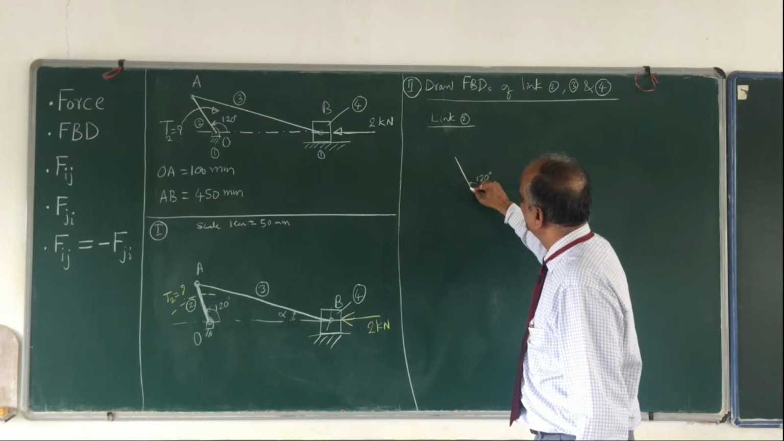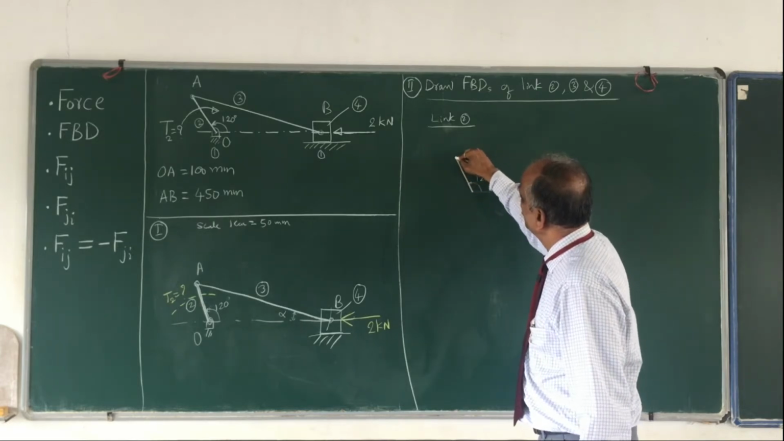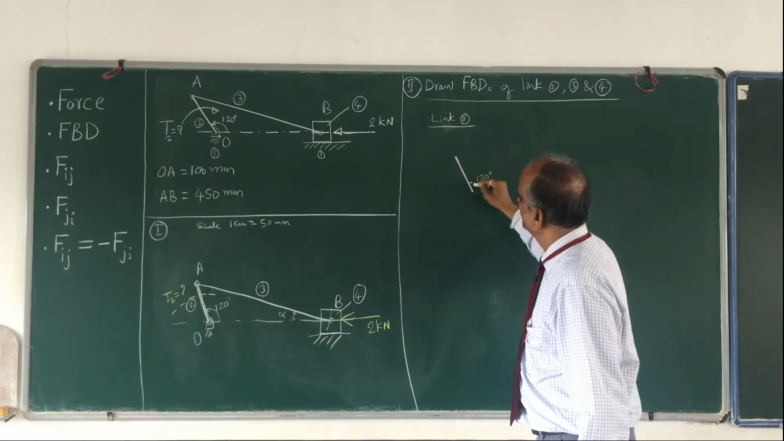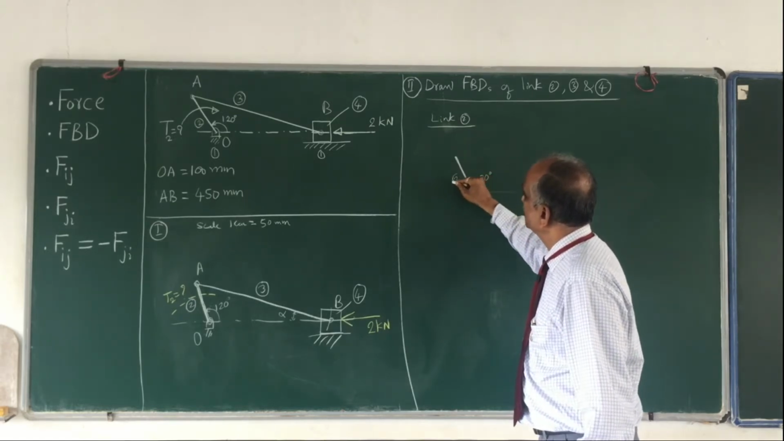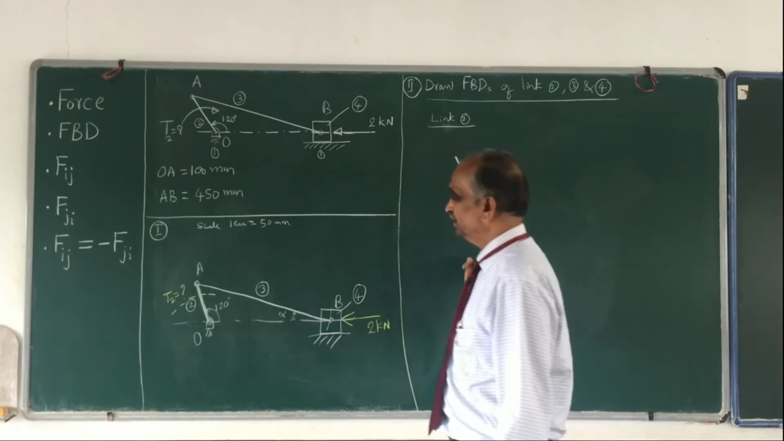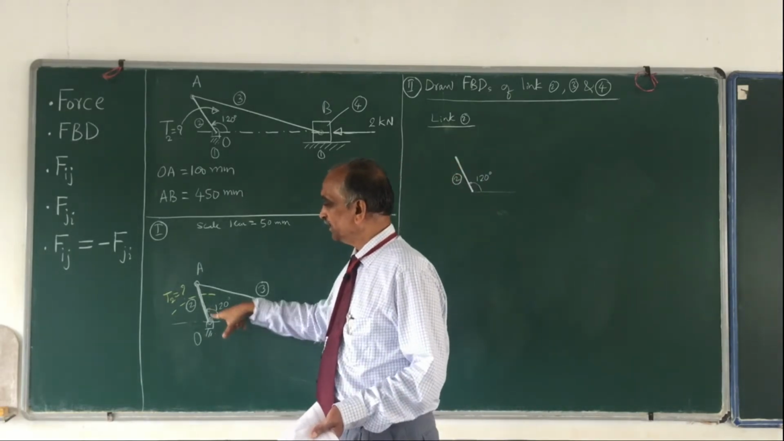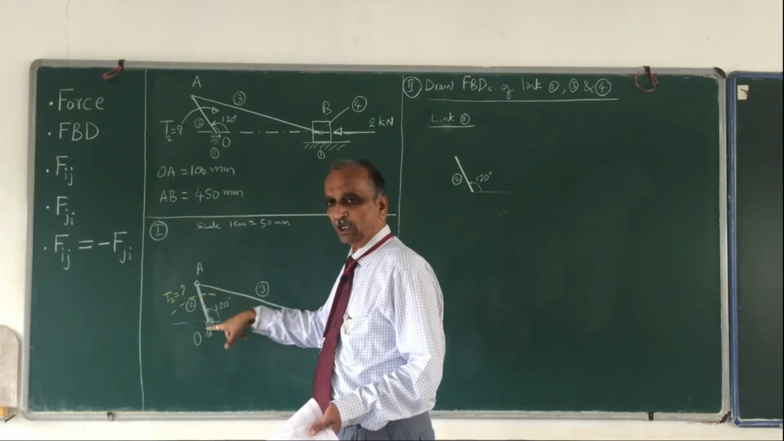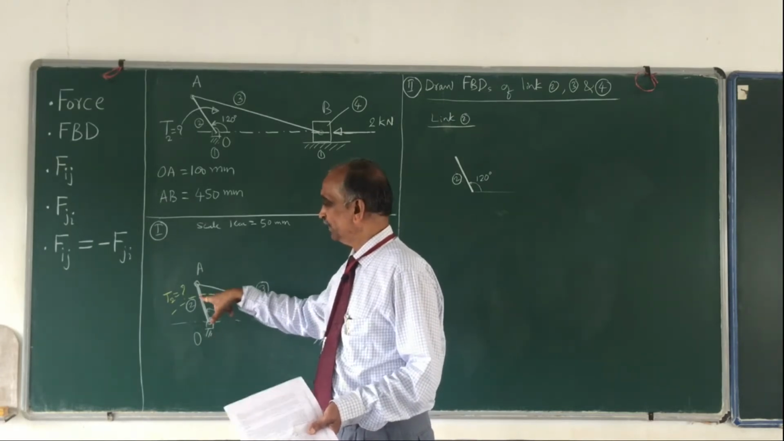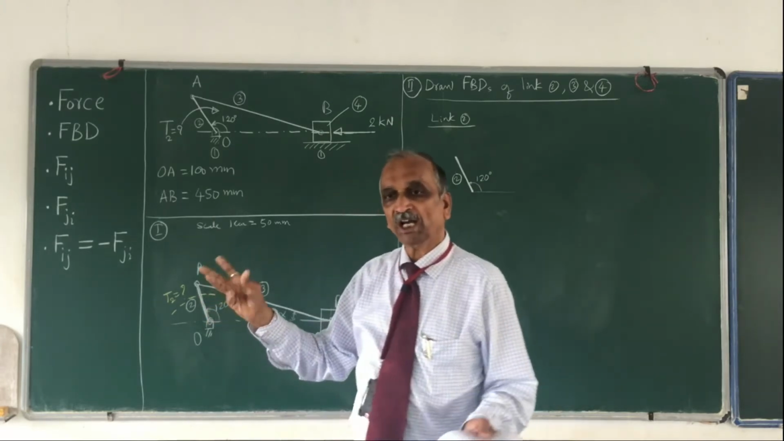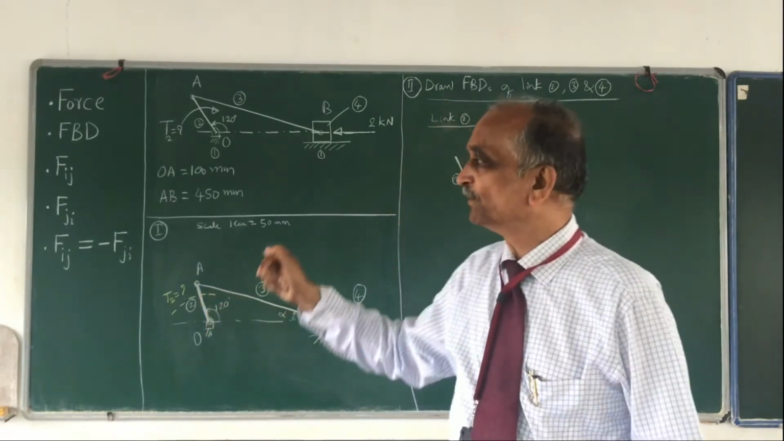2 centimeter line you draw. So this is your link number 2. And one more information which I have not told yet. The effect of 1 on 2 or 2 on 1. Similarly, the effect of 2 on 3, 3 on 2. So that will be through the center of the turning pair.